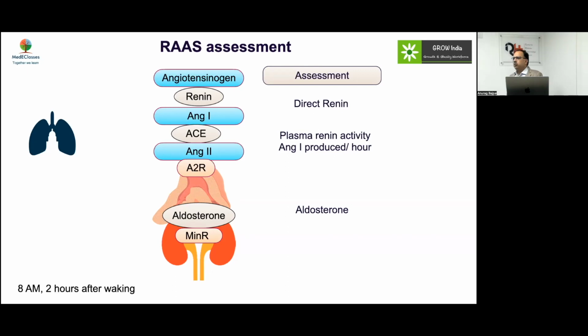Now, what you need to be cautious about is that this should be done ideally in the morning around 8 a.m., 2 hours after the patient has woken up. Very importantly, 5 to 15 minutes of sitting posture is important. And if you're doing a plasma renin activity, which is a bioassay, you should use a pre-chilled tube. Otherwise, you will have a falsely declined level as far as the renin is concerned.